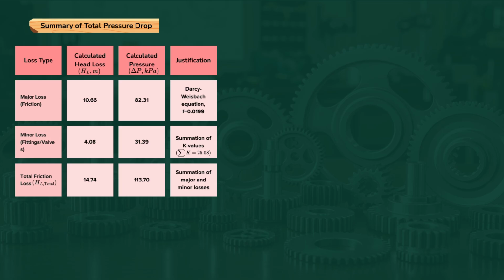Loss type: minor loss, which is for fittings and valves. The calculated head loss is 4.08. Calculated pressure is 31.39. Justification: summation of key values, K equals 25.08. So the total friction loss equals 14.74 for the calculated head loss and equals 113.70 for the calculated pressure. Justification: summation of major and minor losses. And this is our piping layout.